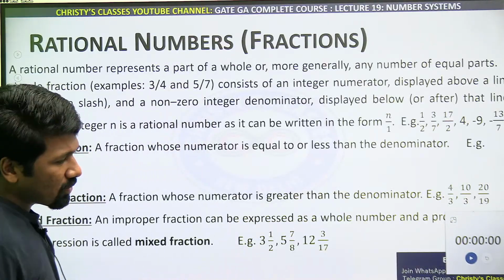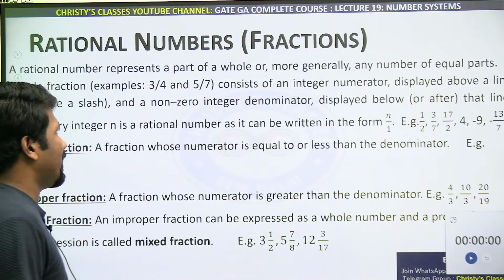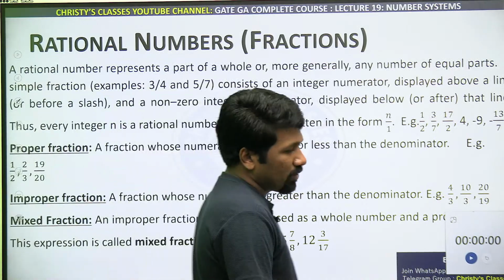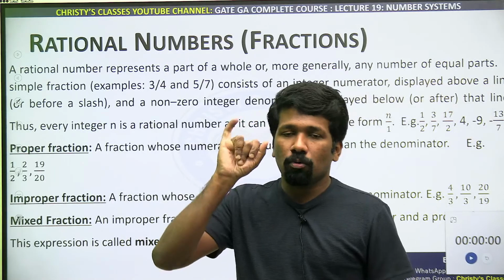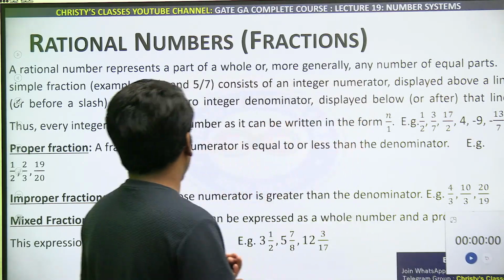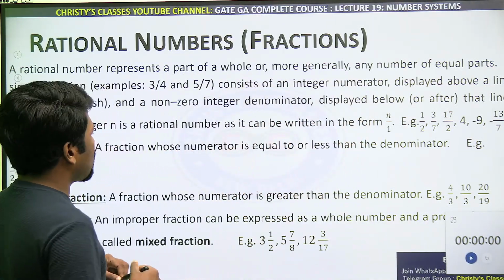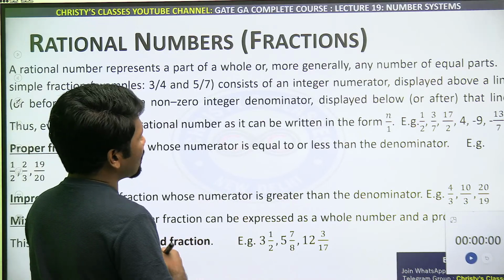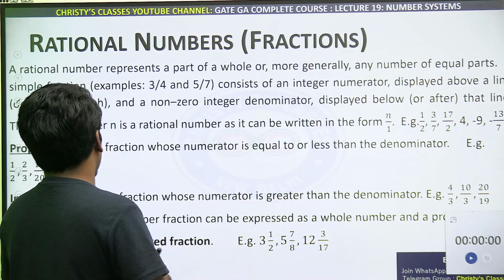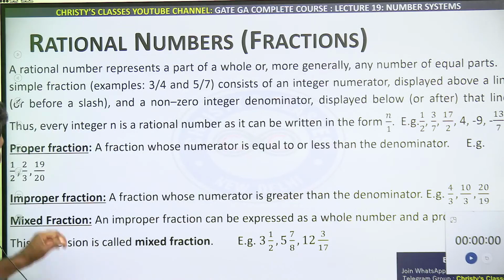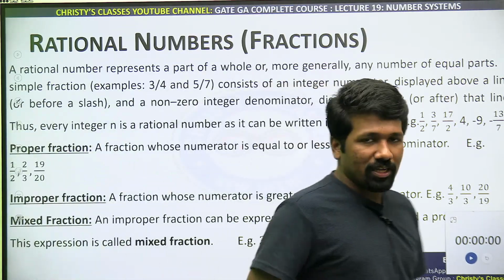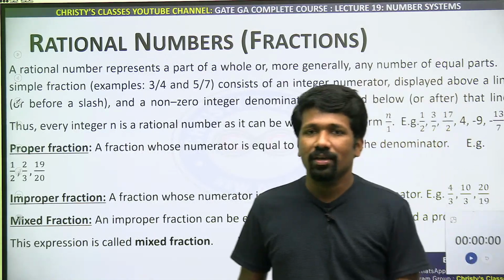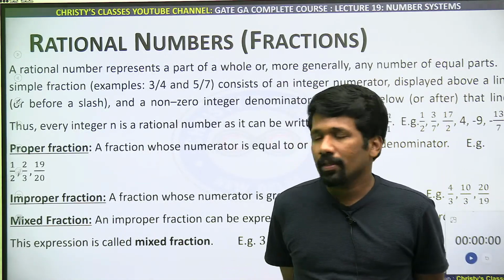So rational number को simply fraction भी कह सकता है ना. Fraction. तो fractions can be split into 3 types. Proper, improper and mixed. Proper, improper and mixed fraction. A fraction whose numerator is equal to or less than the denominator, that is called proper fraction. All of you know that ना. 1 by 2, 2 by 3, 19 by 30, ये सब proper fractions है. Numerator denominator से कम है. Equal है तो भी proper है.